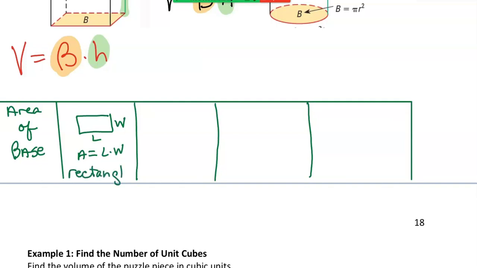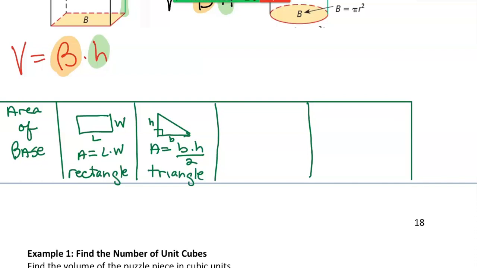What if my base was instead a triangle? It looks like this. What's the area of a right triangle? Area equals little b, the little base, times height over 2. Notice, little b and big B are not the same. That's how I calculate the area of a triangle.